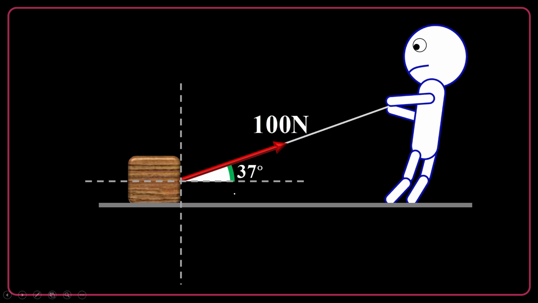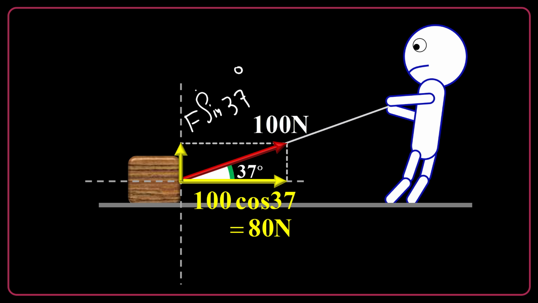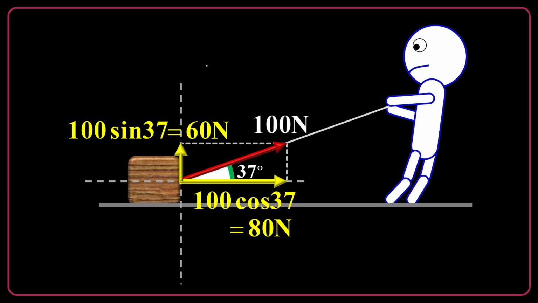Let's continue with a very easy example. Here I have a tension force of 100 newtons, making an angle of 37 degrees to the horizontal. The horizontal component of that force will be F cosine of 37 degrees. Cosine of 37 is 0.8, so the horizontal component is 80 newtons. On the vertical axis, we have the same thing. It's F sine of 37 degrees. Sine of 37 degrees is 0.6, so the vertical component is 60 newtons.